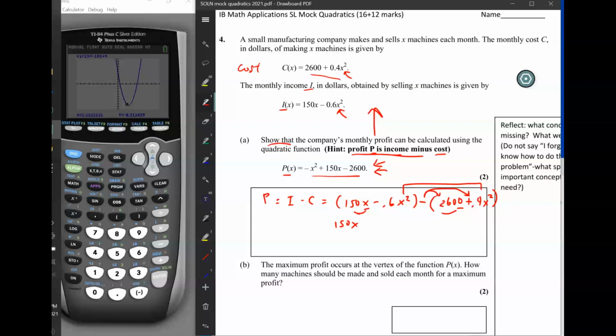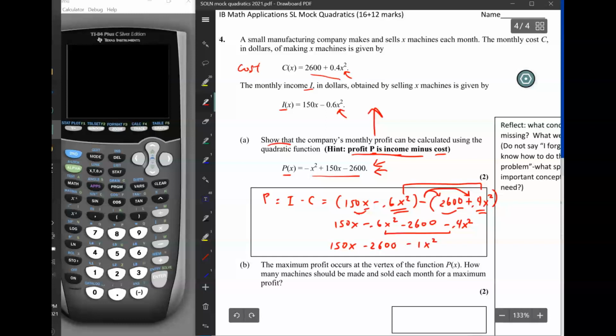And then we're going to combine these two, okay? First, I'm just going to write everything without parentheses. So I'm going to take off the parentheses, minus 0.6x squared, minus 2600, because I distributed the negative sign to 2600. Then I distribute the negative sign to 0.4x squared, so I put minus 0.4x squared. Now I'm going to finally combine these like terms. So I just write 150x, and then negative 2600 or minus 2600. And now I'm going to combine like terms, negative 0.6x squared minus 0.4x squared. Negative 0.6 minus 0.4 is equal to negative 1.